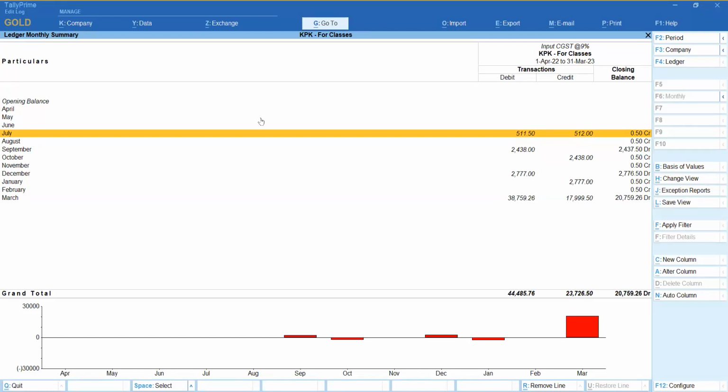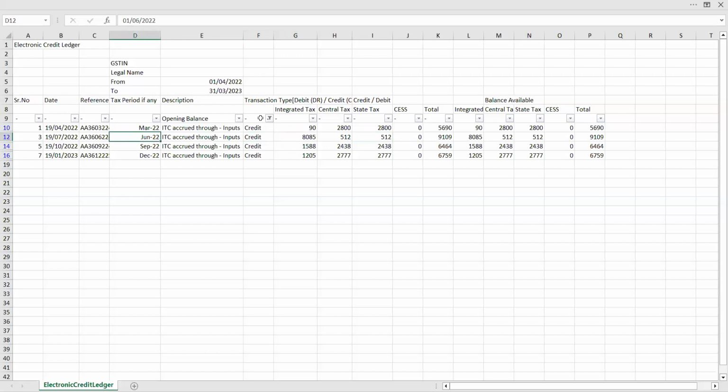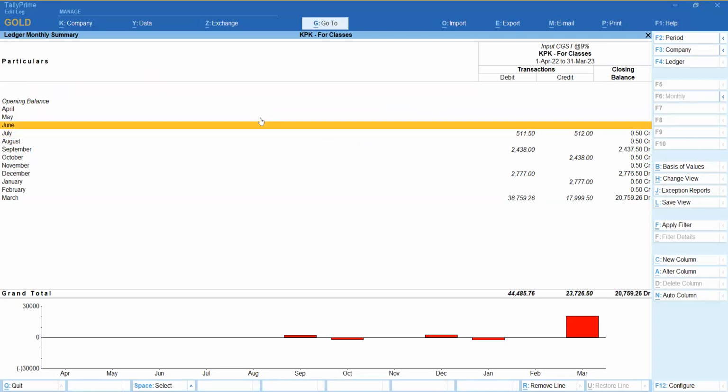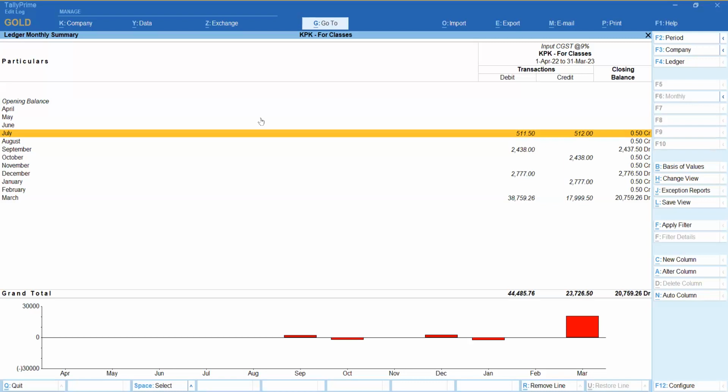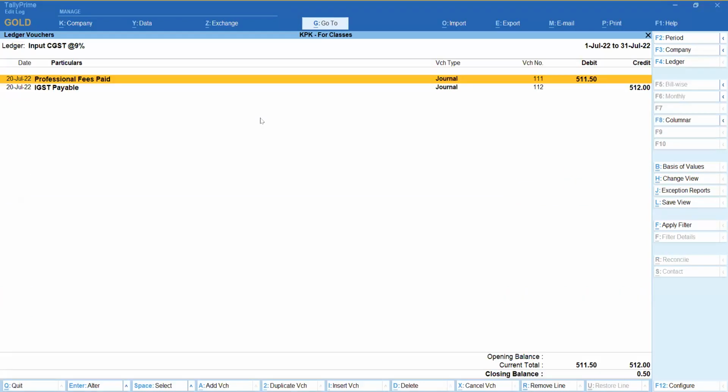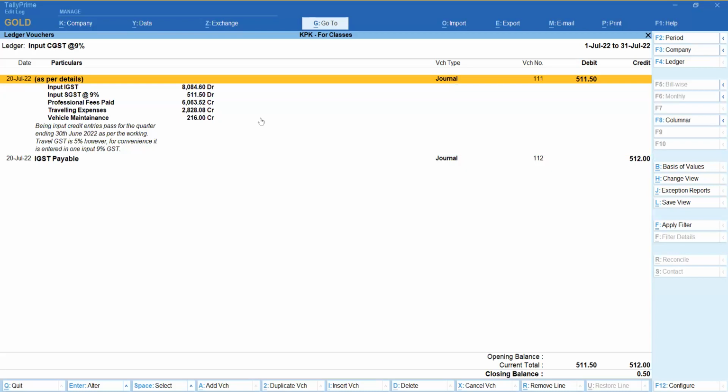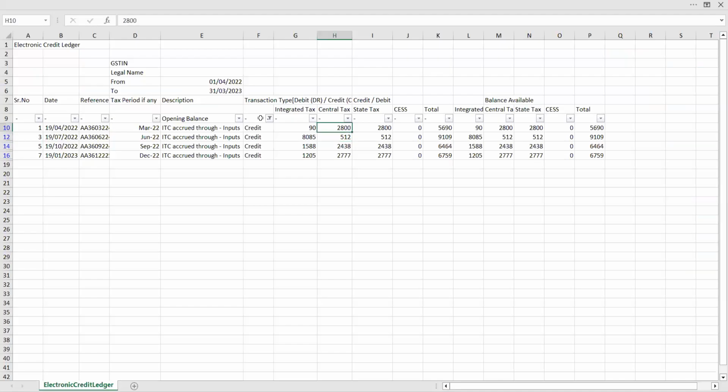That's why I'm highlighting that whatever you are claiming in a quarterly or monthly return, if you assume it is a monthly return, then in the June 22 return the input availed is 8085, 512, 512. That means there are purchases for which you are eligible for input credit. So this money should have accumulated by 30th June. Because my books were not proper, I have taken a single entry, like 512, in the month of July 20th, so that it matches with my CGST input.